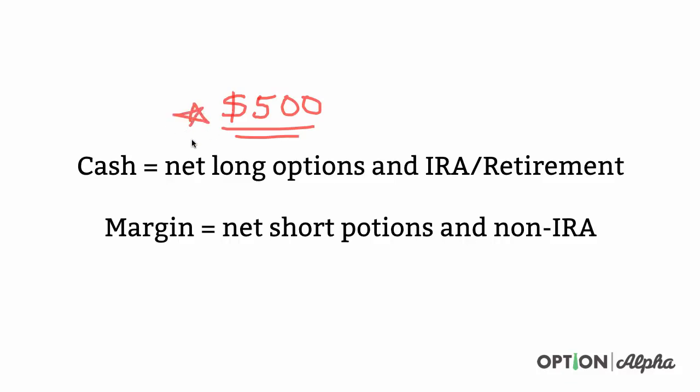Again, if the maximum risk in a particular trade, whether it's a regular long option or a credit spread or something else, is $500, you've got to have the cash in your account to cover that risk, okay? And same thing goes with an IRA. If the maximum risk is $500, you better have $500 in your account to cover that trade, or you won't be able to place the order.